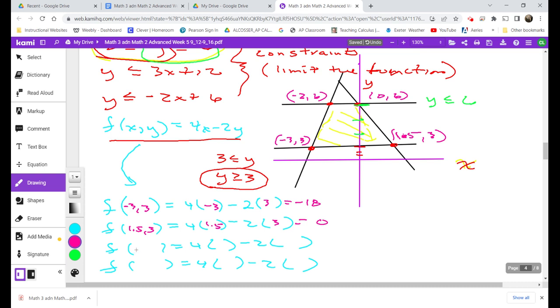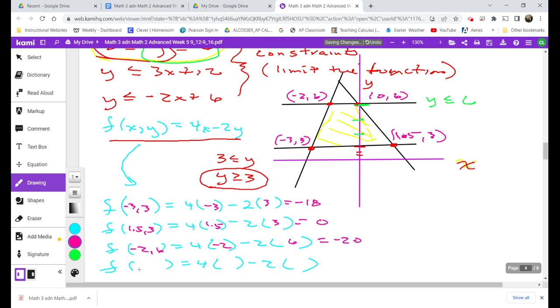And then I'm going to plug in negative 3 and 3. So negative 12 minus 6, that's negative 18. Oh, something's wrong here. What did I do? Negative 3 and 3. No, I did that one already. That's up there. No wonder. Let me go backwards. I missed. So negative 2 and 6. So that's negative 8 and negative 12. That's negative 20.